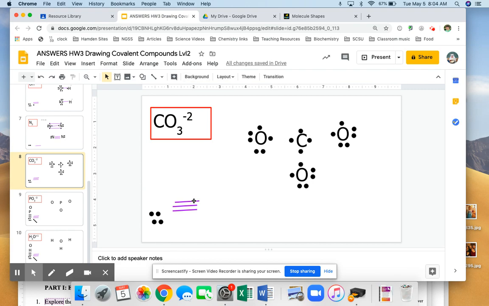Let's go ahead and connect those ones first. So I've got a connection there. I've got a connection there. I've got a connection here. All right, and carbon wants one more. You can do it to either one of those ones. So I'm just going to pick the one on the left because that's fine.